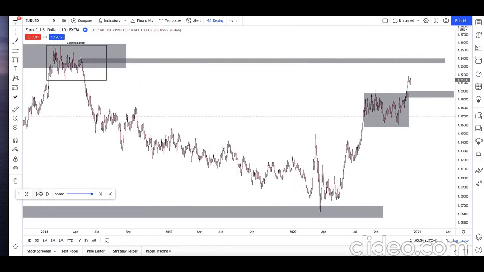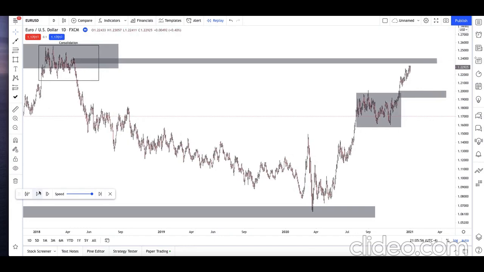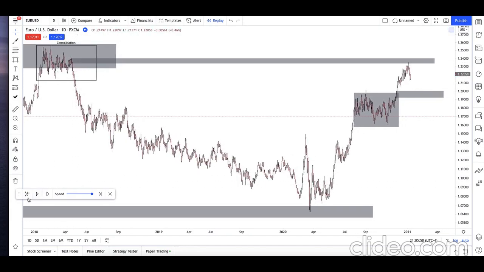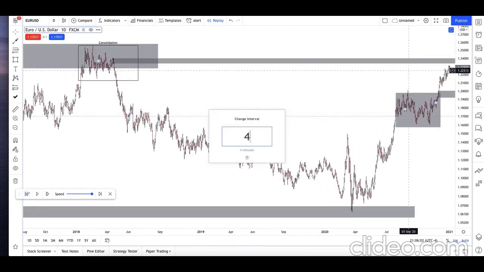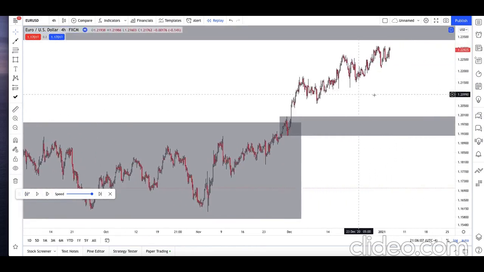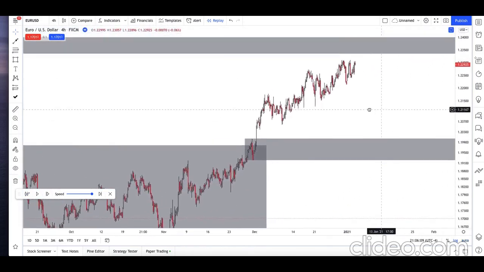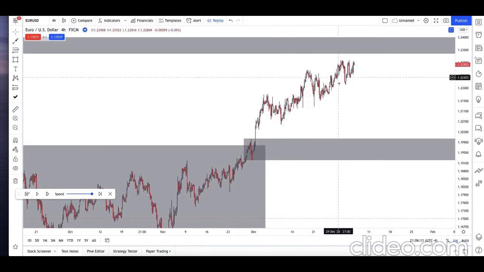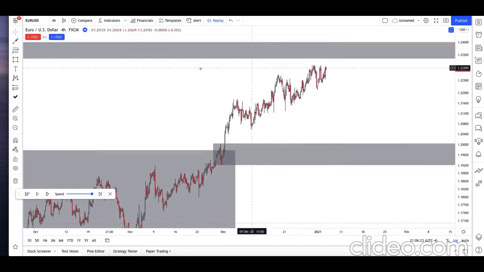Now let's play price. Wait for it to tap in. There it is. Alright, let's replay price back to when it actually tapped. Now we head over to the 4 hour. Notice something, yeah? As price is approaching this zone, it's starting to weaken. Notice how the move isn't impulsive anymore. It's very weak as it approaches this zone. This is a good sign, right?